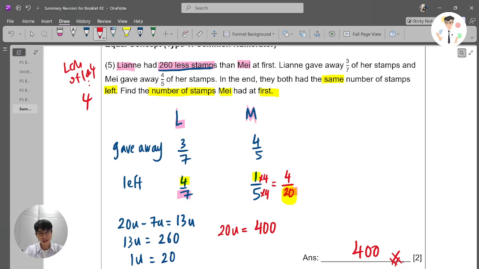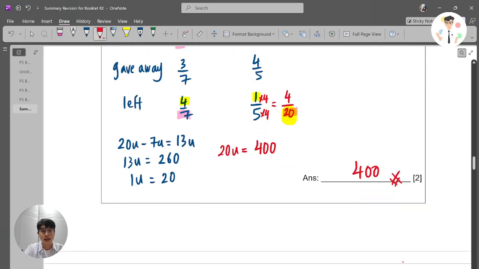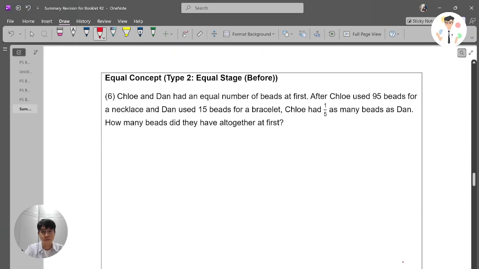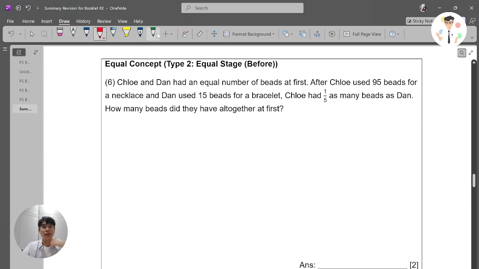Okay, so I think at this point of time, it's not something very difficult, but this is definitely one of the questions that many of you get wrong because you didn't read the question carefully. Now, let's move on to question 6. Now, let's look at this question.